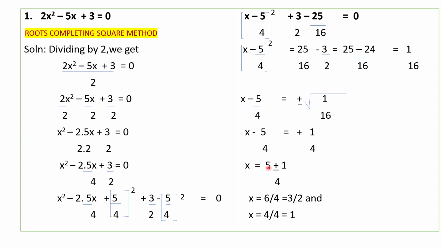So taking plus, 5 plus 1 by 4 is 6 by 4, that is 3 by 2. Taking minus, 5 minus 1 is 4 by 4, that is 1. So this is all about the completing square method.